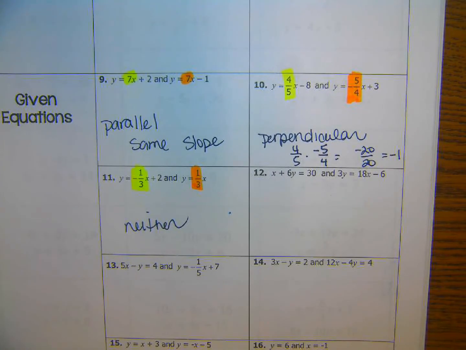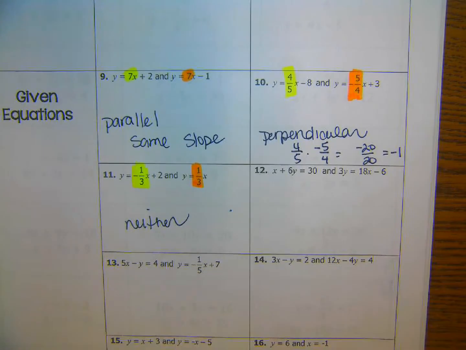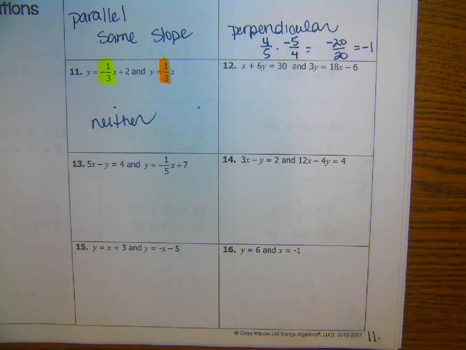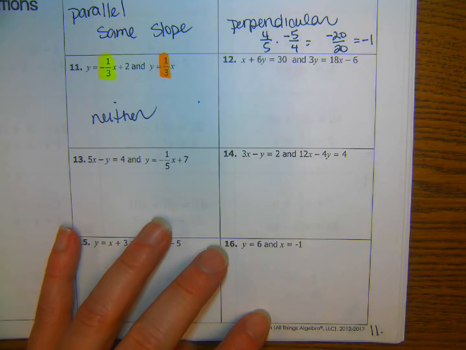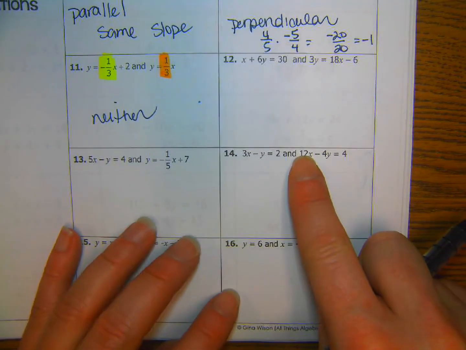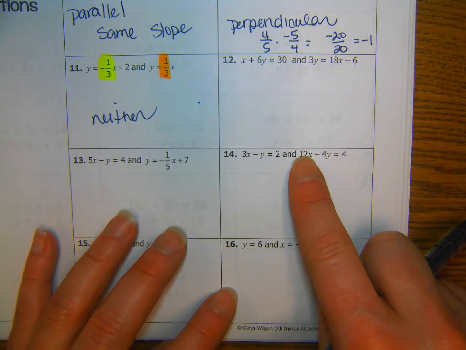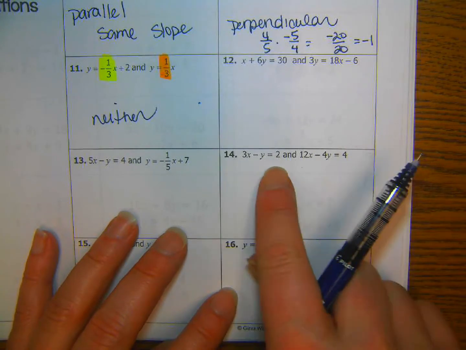Let me show you how to do one if it's not in slope-intercept form. Okay, let's look at, I don't care. Do you want to do 13 or 14, Kaden? Yeah. Okay, let's do 14. So if they're not in slope-intercept form, we're just going to rearrange them and then look at their slope. So it's one extra step. So what would I do first on this one?